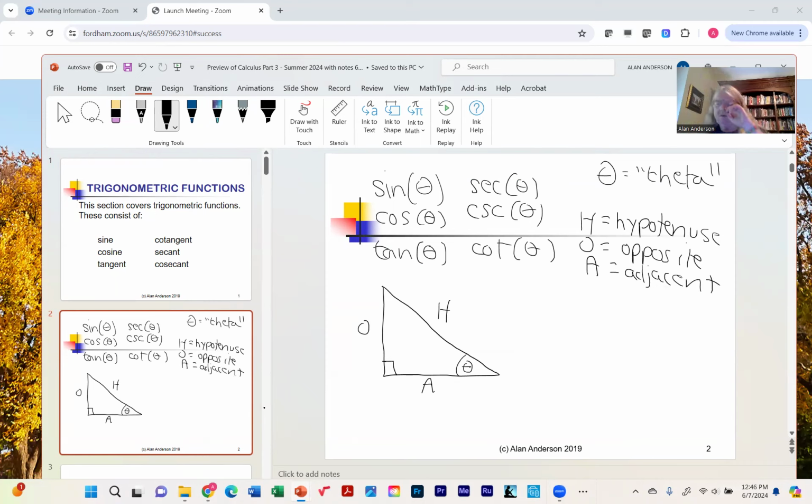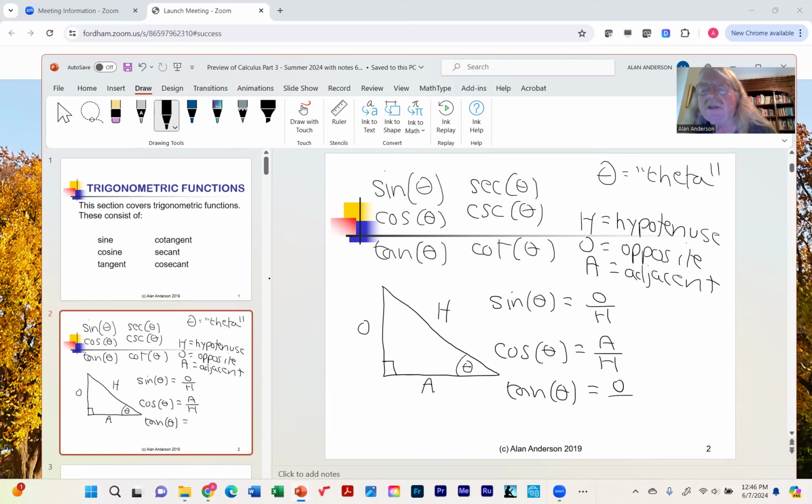The way you were normally taught to remember these is that the sine of any angle is the opposite over the hypotenuse. The cosine is the adjacent over the hypotenuse. And the tangent is the opposite over the adjacent. So if you have a specific triangle and you know what the sides are, you can calculate these directly just by looking at the triangle.